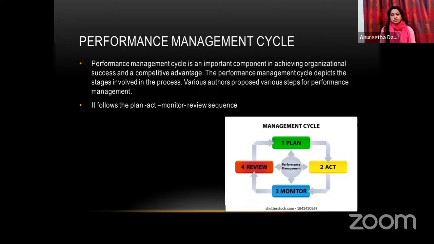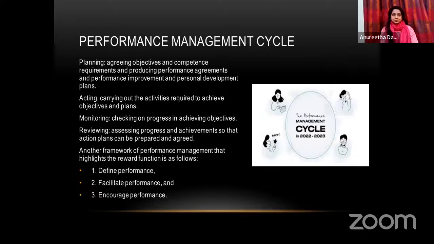This is the cycle. So we have the plan, act, monitor, review sequence. I think from these words itself you would know how the cycle would progress, and how the various steps of this management, which we need to focus on in order to have a competitive advantage, work. So what does this plan, act, monitor, and review sequence imply? The first one is planning.